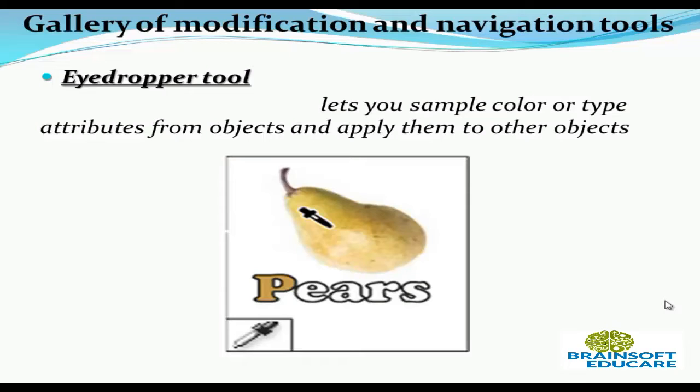First of all, eyedropper tool. It is used to choose a sample color or type attributes from objects and apply them to other objects. This is the example of the eyedropper tool, where we can choose a sample color or type attributes from objects and apply them to other objects.